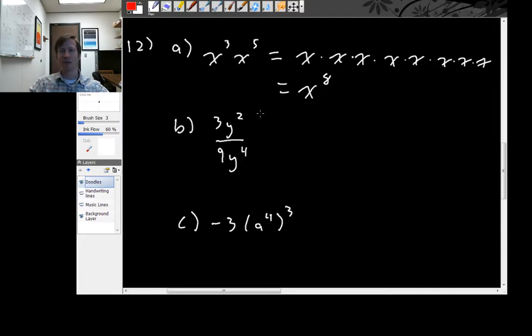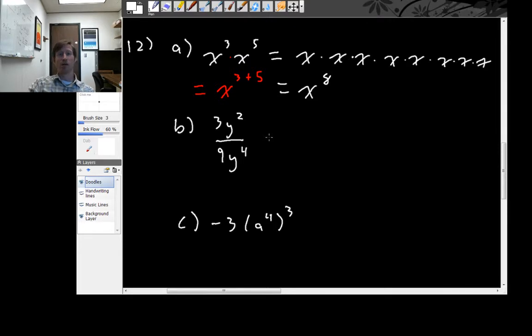The other way to do this one is if you happen to remember some exponent laws. One of the exponent laws says when you have the same base and it's multiplied, you can add the exponents. In other words, x to the third times x to the fifth is the same thing as x to the 3 plus 5, and 3 plus 5 is 8. So either way, you get x to the 8th.